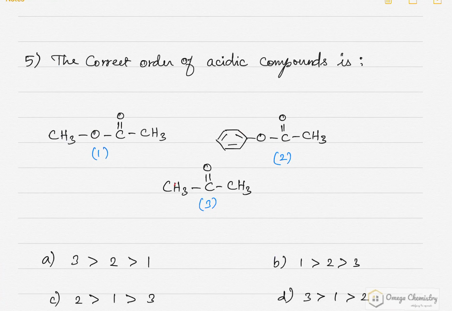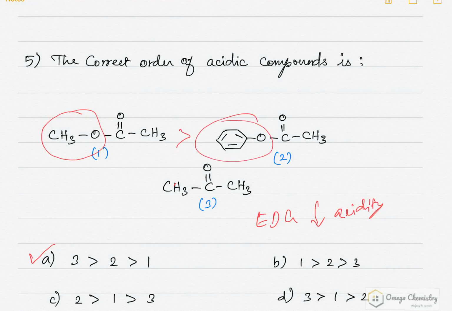Fifth one, the correct order of acidic compounds is, so the right answer is A. It's because electron donating group will decrease acidity, right? So the electron donating nature of this methoxy group is much greater than the phenoxy group, which is much greater than the methyl group. That's why the order.